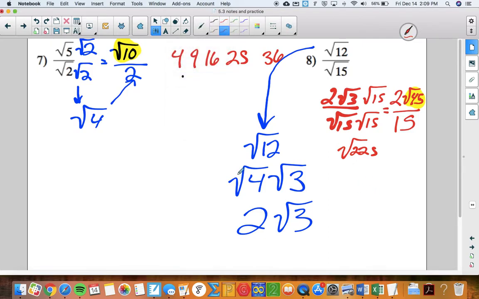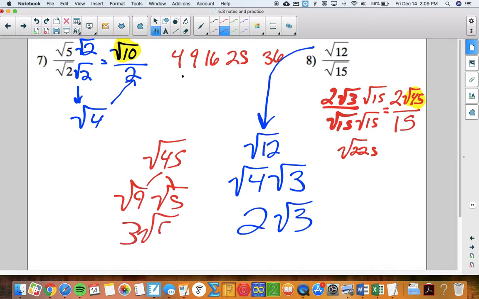The square root of 45, well, I guess I'm going to do some side work over here. The square root of 45 is equivalent to the square root of 9 times the square root of 5, which is equivalent to 3 roots of 5, because the square root of 9 is 3. So really on top, we have 2 times 3 times the square root of 5 over 15. But then, if you think about like second grade, we learned that 2 times 3 is 6. So it's the same as 6 times the square root of 5 over 15.